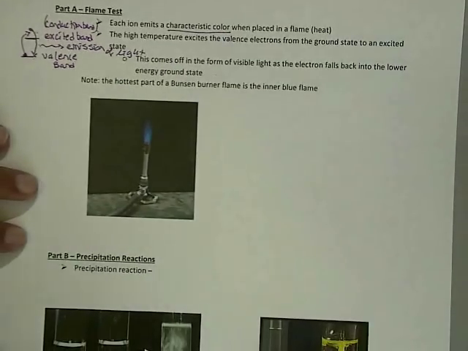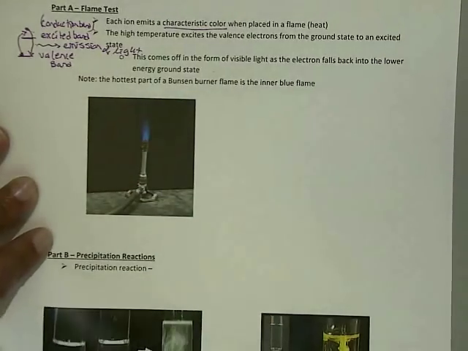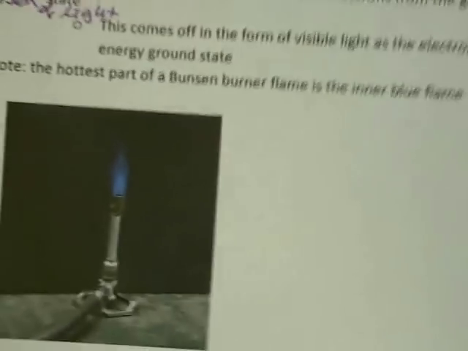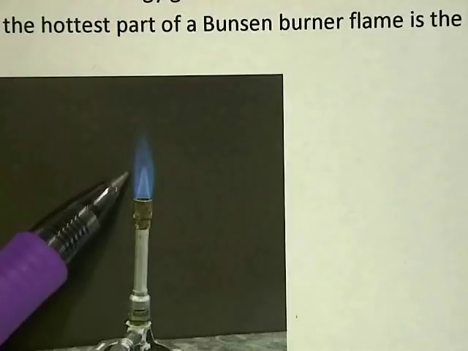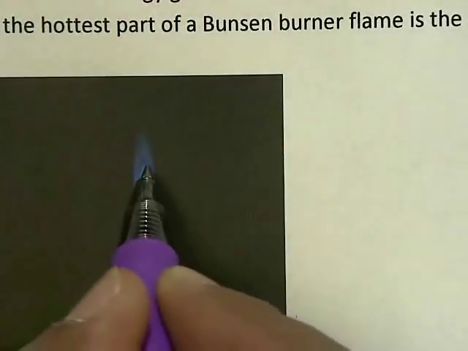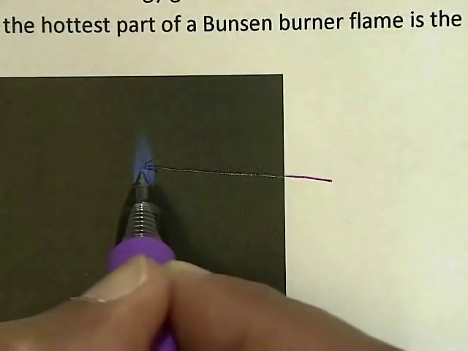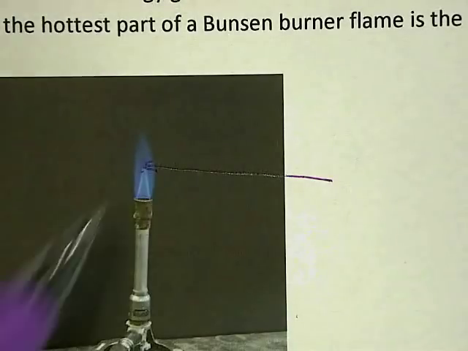Now, it's really important to make sure that you place your compounds correctly. So you're going to be using wires, you're going to dip them into your solutions, and then take that wire, and you want to make sure that you put it in the hottest part of the Bunsen burner flame. If we take a close look at this flame, notice how there are really three colors here. The hottest tip of the Bunsen burner flame is that tip right there. So that's actually where you want to put your wire.